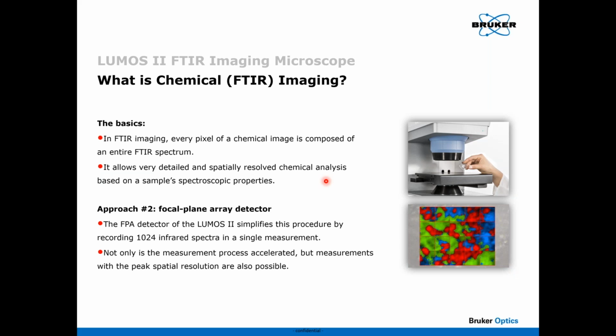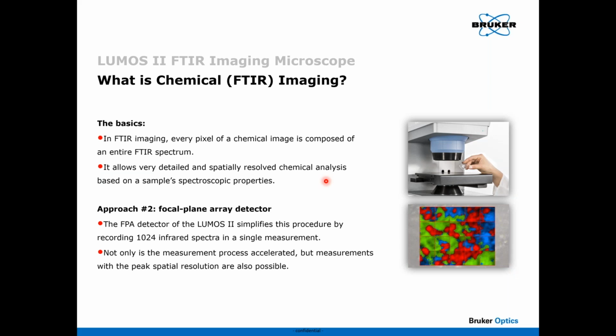So we're going to look at many examples today, and let's talk about chemical imaging as well. Imaging is commonly performed now in many different fields: in mass spec and NMR and infrared and Raman. So we're just going to go through the setup here. For infrared imaging, every pixel of the chemical image is composed of an entire FTIR spectrum.